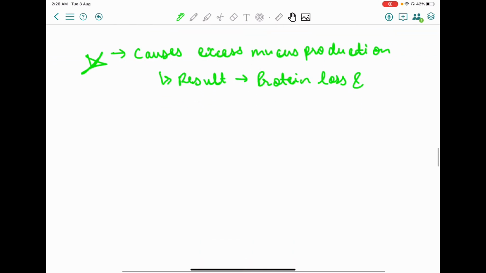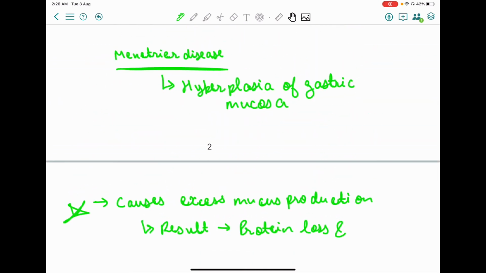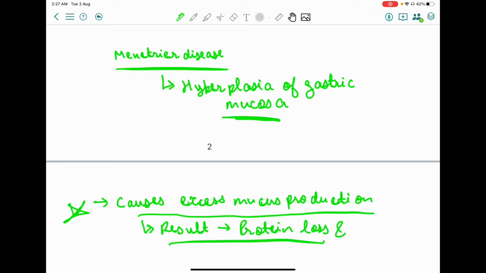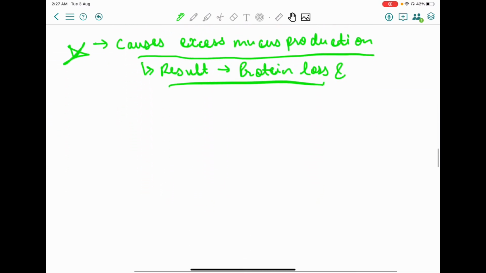So again, you can see that Menetrier disease causes hyperplasia of gastric mucosa, and that will cause excess mucus production, resulting in protein loss.